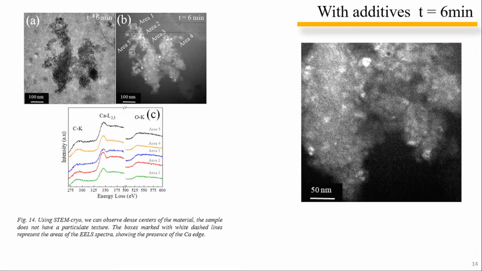In G6 minutes, we can observe a denser center of the material. The sample does not have a particular texture. The box marked represents the areas of the ears, showing the presence of the calcium.